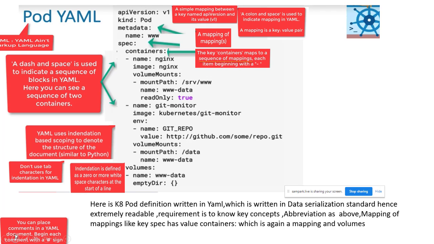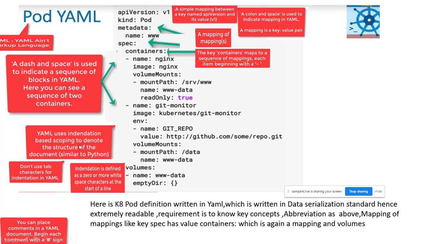If you see in this file, we have all these key-value pairs like apiVersion v1, kind Pod, metadata, name. All these are key-value pairs. Like name nginx, image nginx, volumeMounts. If you see here, they are all written in a particular fashion, with spacing in between.